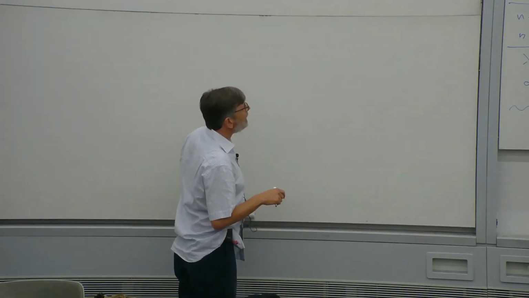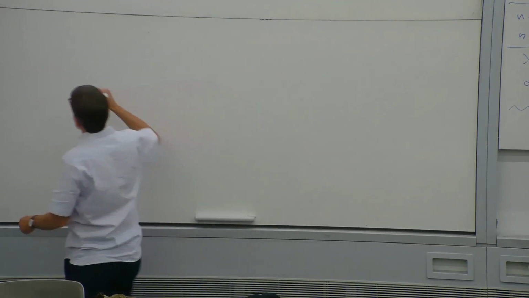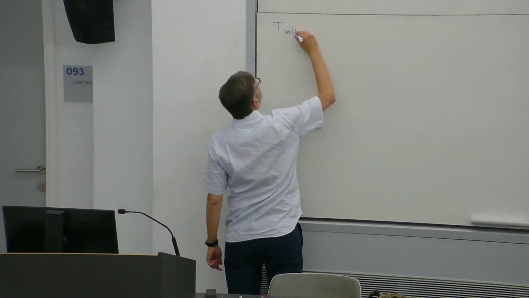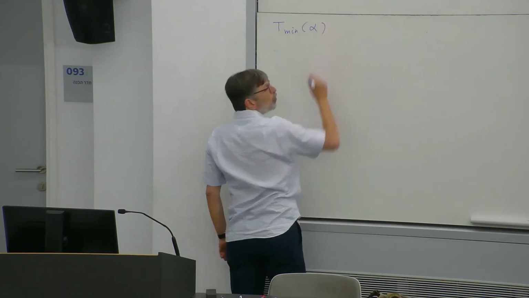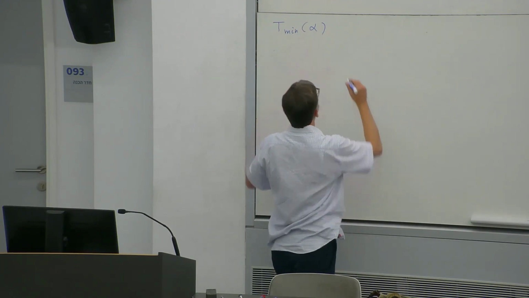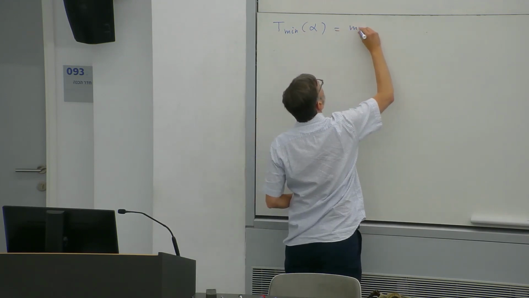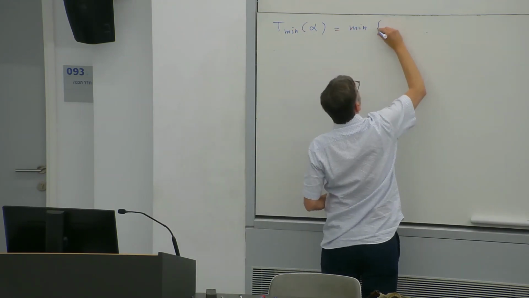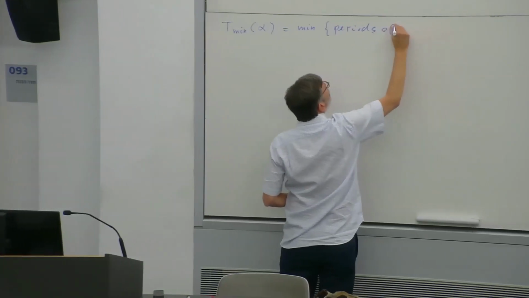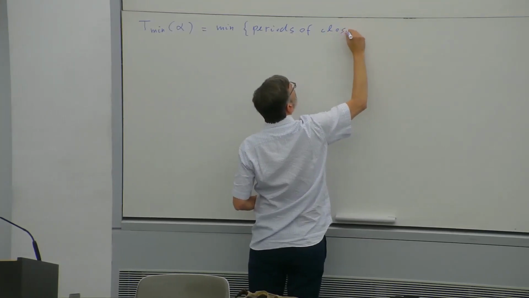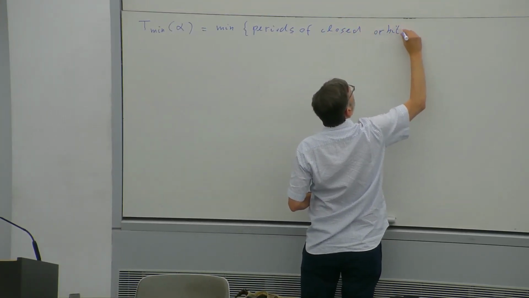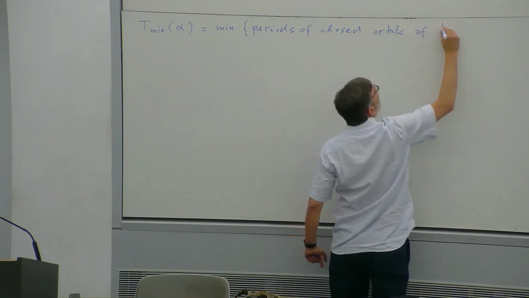And then, in general, when we have this contact form, say on a closed manifold, we can look at the shortest period of periodic orbits. I call it T-min. This is the minimum over all periods of closed orbits of alpha.